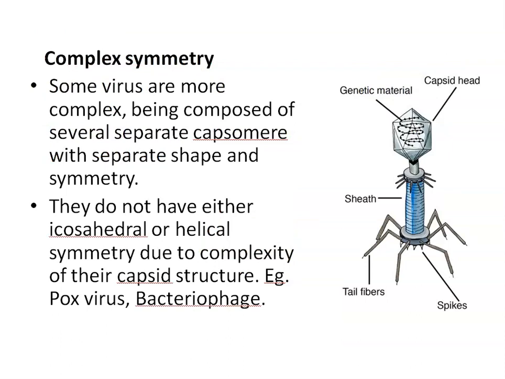Another type of symmetry can be found in some viruses, that is complex symmetry, where viruses are more complex, being composed of several separate capsomers with separate shape and symmetry. For example, bacteriophage. In this picture, you can see head and tail of bacteriophage. The symmetry of the head part is icosahedral and the tail is helical. Tail fibers are present and at the base, spikes are there. They don't have either icosahedral or helical symmetry, right? Due to complex structure. Another example of complex symmetry is a pox virus.